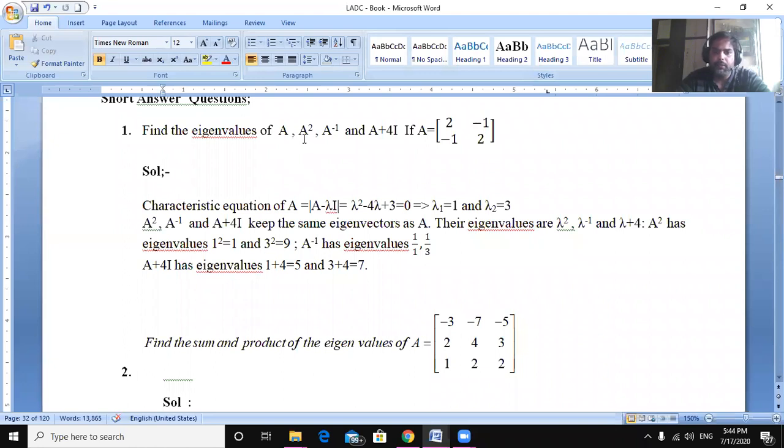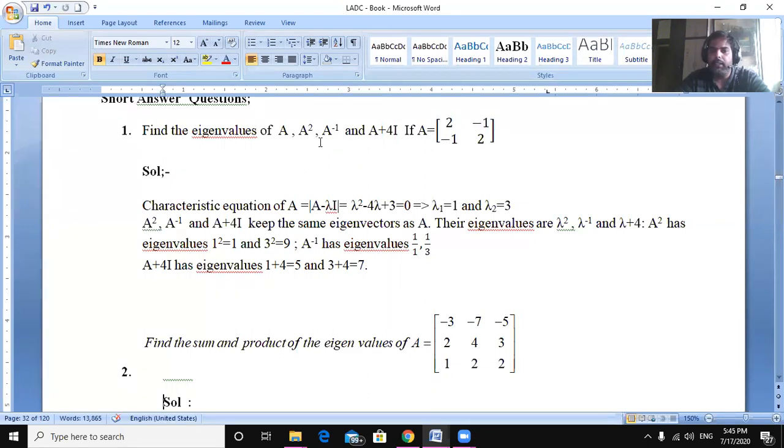Find the eigenvalues of A square, A inverse and A plus 4I if A is equal to this matrix. To find these eigenvalues, no need to find A square, A inverse and this matrix. First I will find the eigenvalues of A. We know how to find this: the characteristic equation equated to 0, these are the roots of the equation. Then 1, 3 are the eigenvalues.